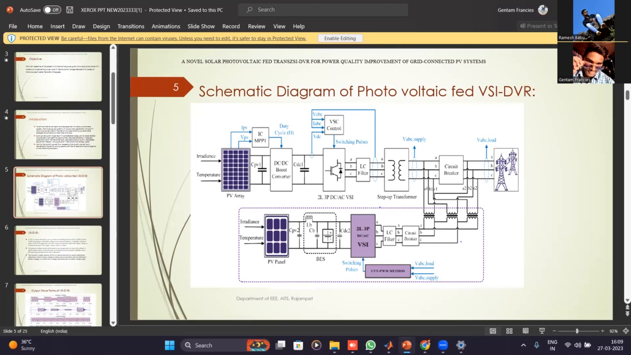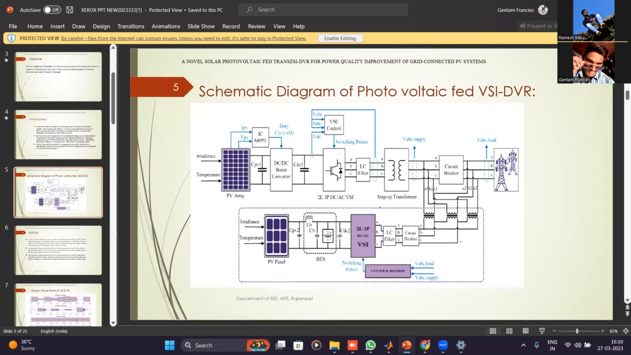There are the traditional VSI and ZSI DVRs, which we compare with the proposed TransZSI. For VSI, UVT-based pulse width modulation is used. For both ZSI and TransZSI DVRs, the UVT-MCBC method is applied. Therefore, different case scenarios are carefully analyzed in this work: VSI-DVR with the UVT PWM method, ZSI with the UVT-MCBC method, and TransZSI with the UVT-MCBC method.